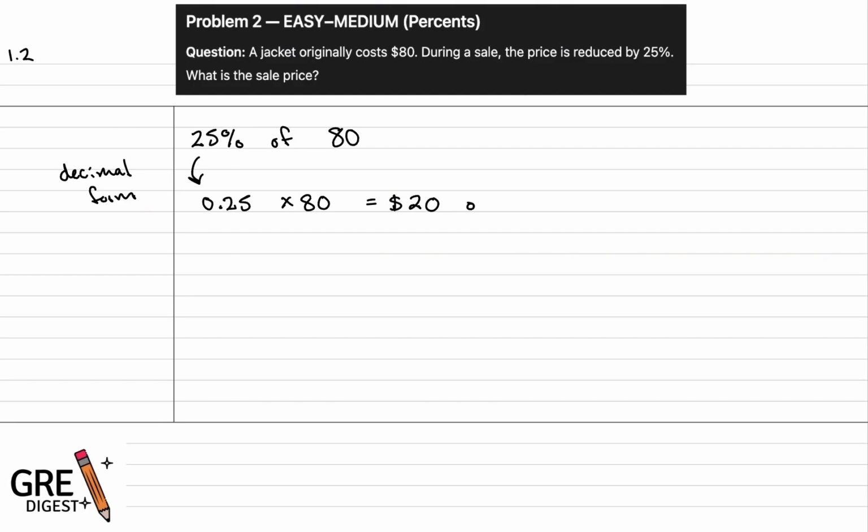And that's off the sale. So now we can take the original total, which was 80, subtract the discount we're getting for the 25% off, and that gives us the sale price, $60. Alrighty.